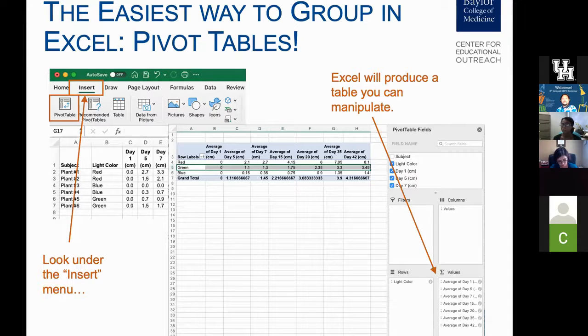Those of you who have used pivot tables, I would love for you to drop in the chat how you use them and what you have used them for in the past. But I don't want to put anyone on the spot. So just if you'd like to drop it in there, I'm sure everyone else who's attending would find it helpful, but don't feel obligated to.